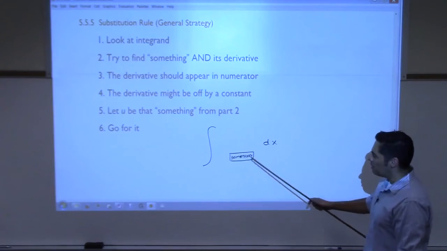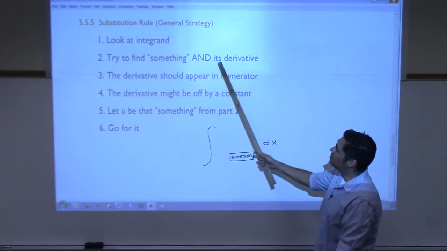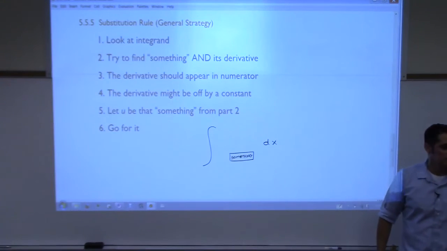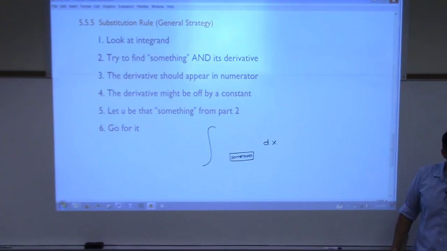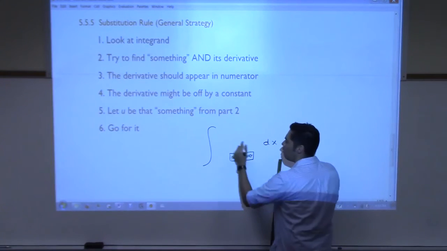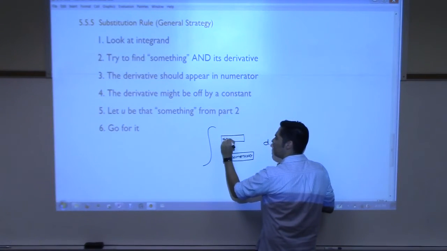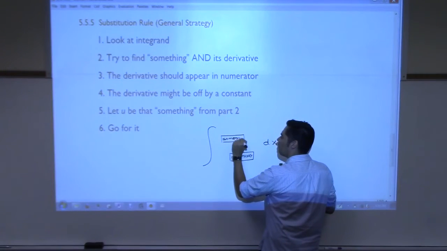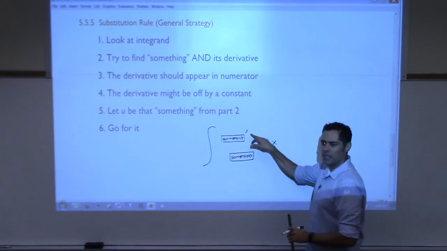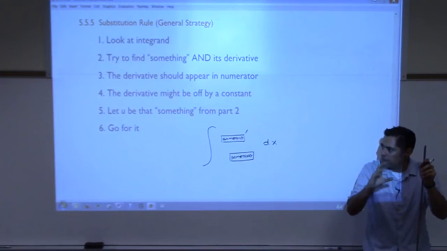But if you're going to say that this is your something, you must also see its derivative in there too, somewhere else in the integrand. So when you say, oh, look, I see something, and then over here, somewhere floating around, is the something's derivative. Is that all right for derivative? So you got to see both of them together, something and its derivative, both in the problem.